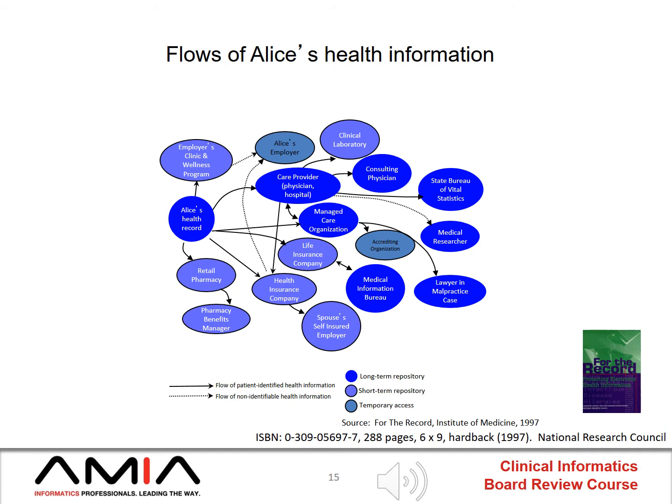There may be review of Alice's record by accrediting agencies, by pharmacies if a prescription is written. If there's a wellness program, some of Alice's health record may be transmitted to that program. If there's litigation in some area of her care, attorneys in the malpractice case may have access, and by law many states require that some parts of her record be transmitted when certain conditions are noted or for collection of vital statistics. So the point of this diagram is that there are many different places that her private information legally flows.